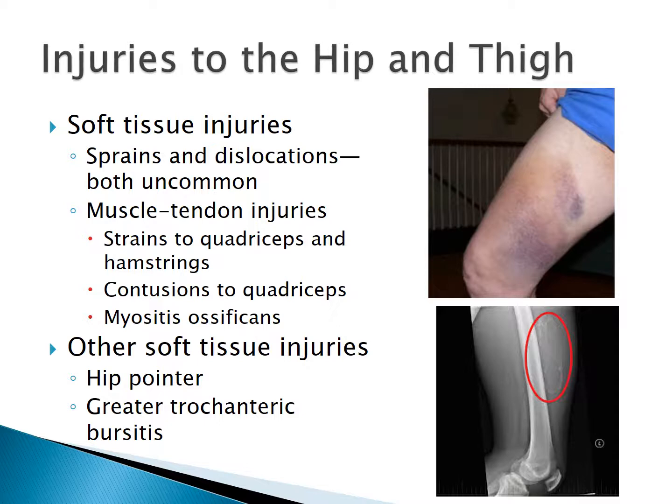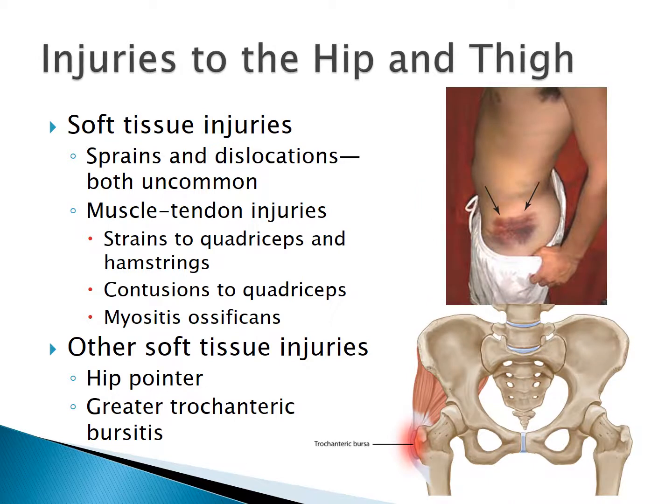If left untreated, the pooling of blood caused by the initial injury can cause a formation of a myositis ossificans. Myositis ossificans is a calcium-rich bone-like formation in the muscle, and treatment is based on the limitation caused by the ossification. One of the most common soft tissue injuries to the hip is a contusion called a hip pointer.